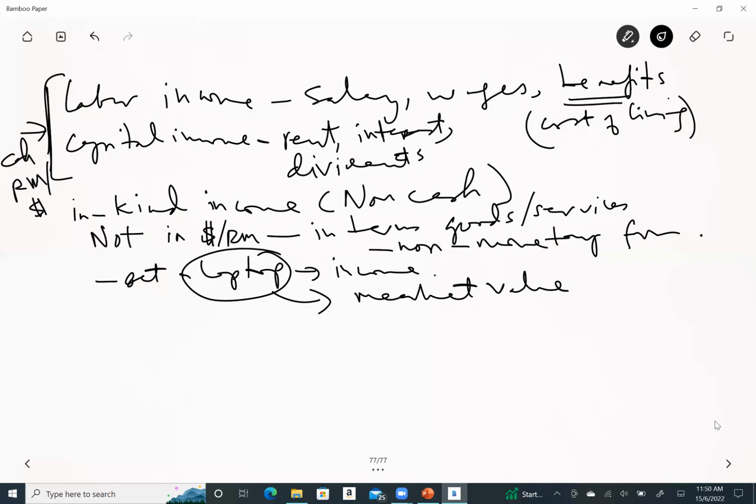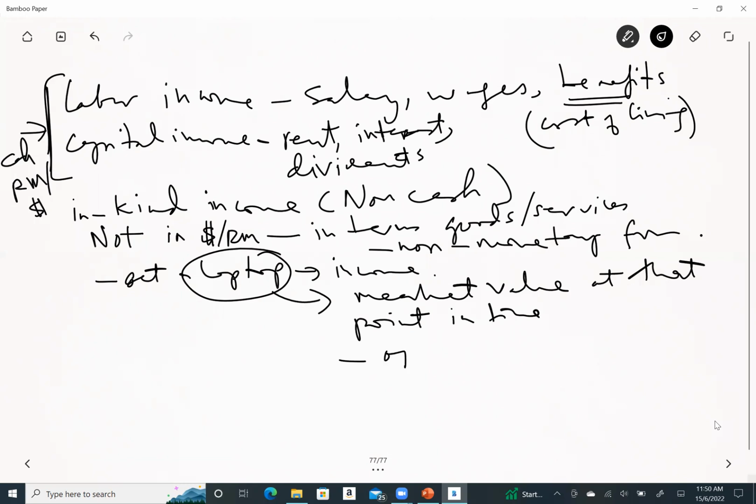If you receive a new laptop, then it's easy. If you receive a second-hand laptop, then it will be adjusted by the market value at that time, at that point in time. So it's market value, or sometimes we use the concept of opportunity cost. Correct? Opportunity cost of that particular item. So that is in kind income.